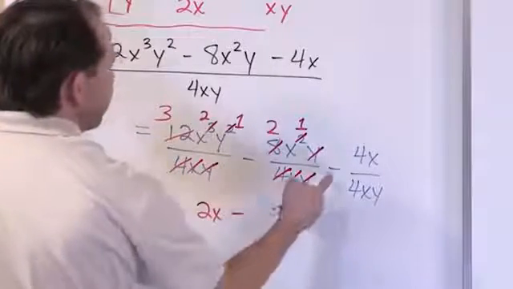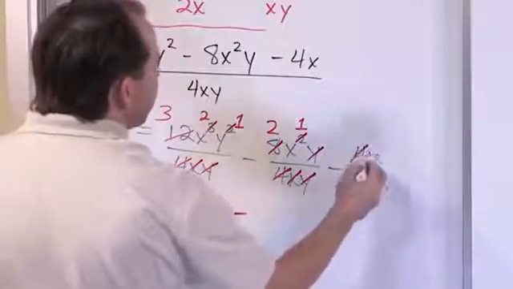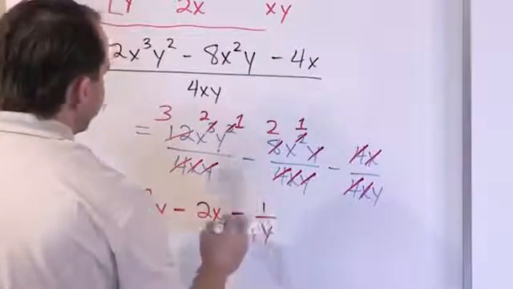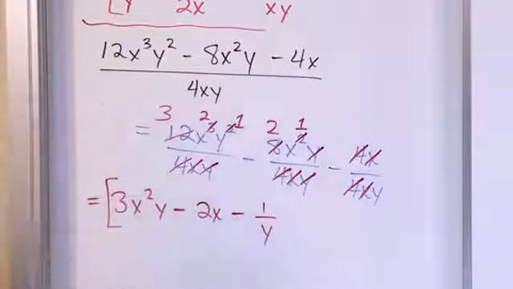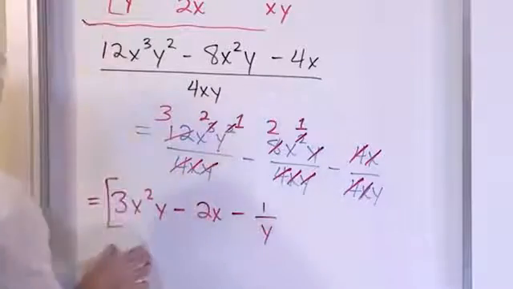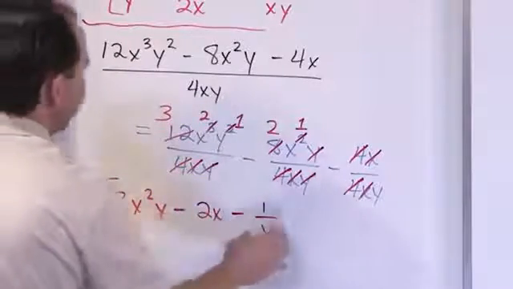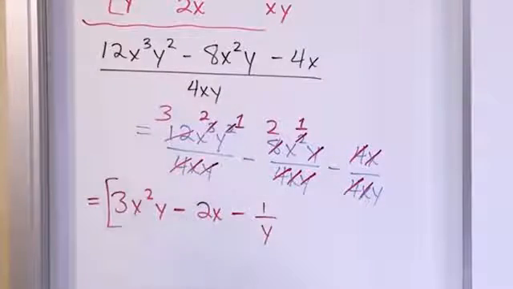And then I'm linking with this minus sign. 4 cancels with 4, x cancels with x. The only thing I really have left is 1 over y. So this is the answer. I have 3x squared y minus 2x minus 1 over y. Looks complicated, but this is about as simple as you can get it because you can't add any of these terms. You don't have like terms anywhere, so you pretty much just have to leave the answer as it falls out.